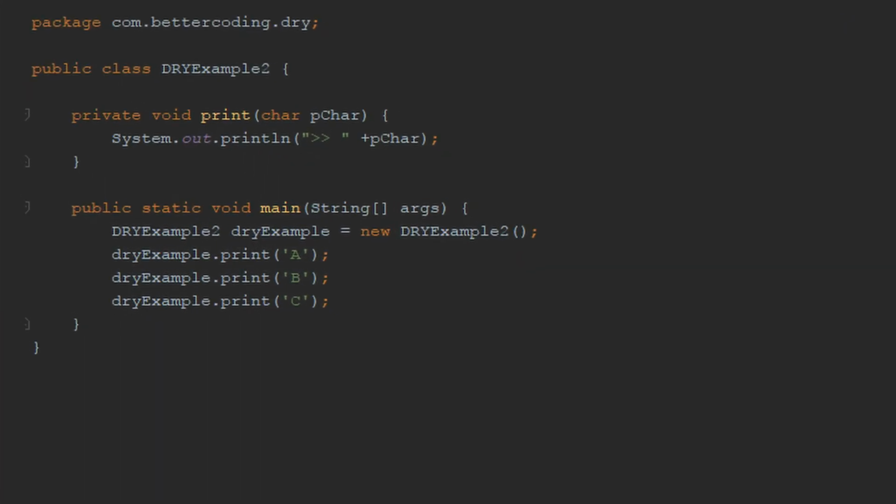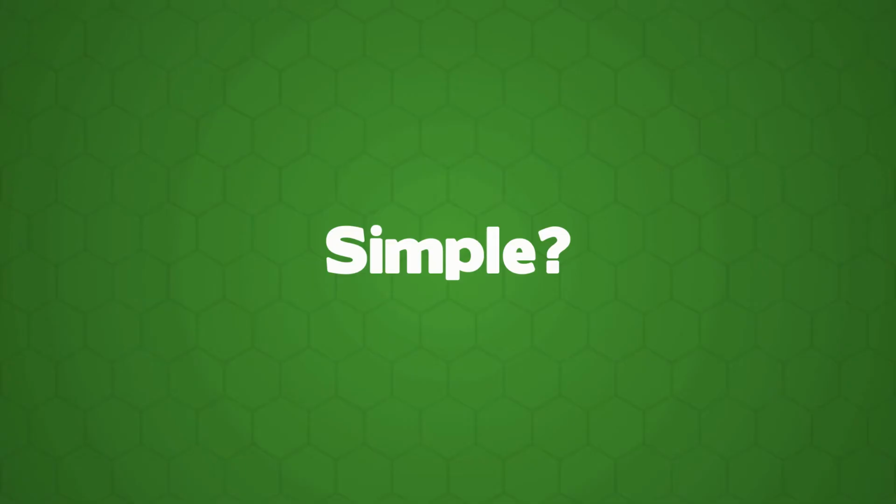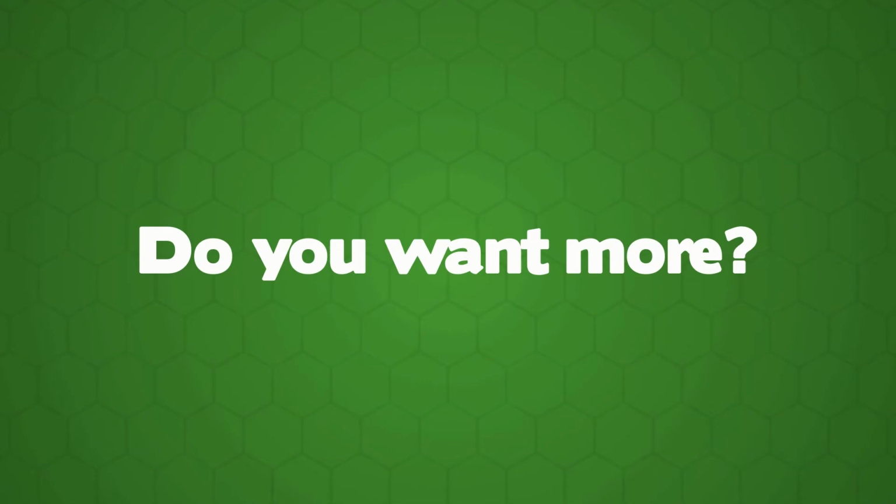The code is shorter and much more readable than before. This is an example of using the D.R.Y rule in practice. Simple, isn't it? Please, trust me, it's not. More about the D.R.Y rule you can find in the description below.